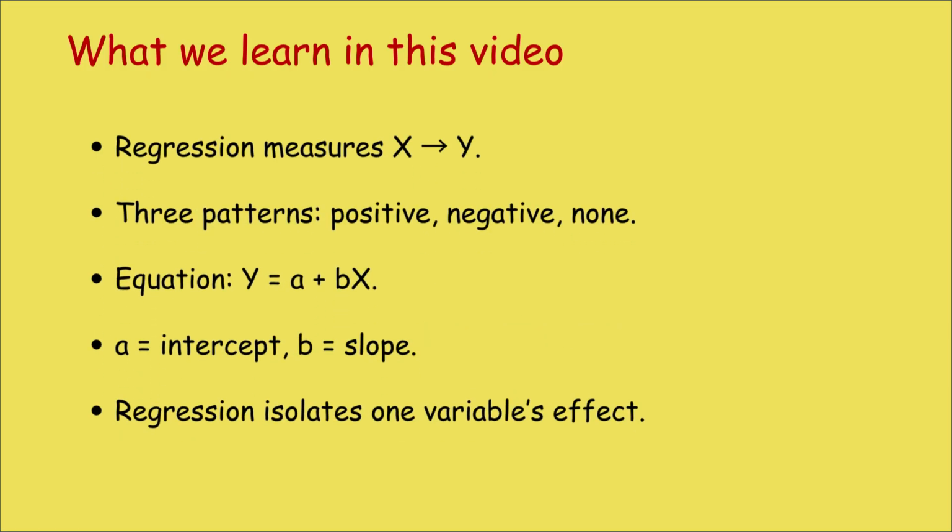Summary, let's recap. 1. Regression measures the relationship between X and Y. 2. 3 types: positive, negative, no relationship. 3. Equation is Y equals A plus BX. 4. A is the intercept. B is the slope, the key number. 5. Regression isolates one effect while holding everything else constant.